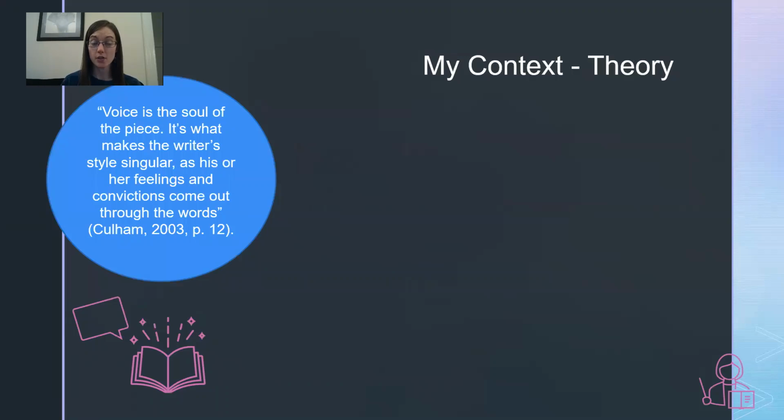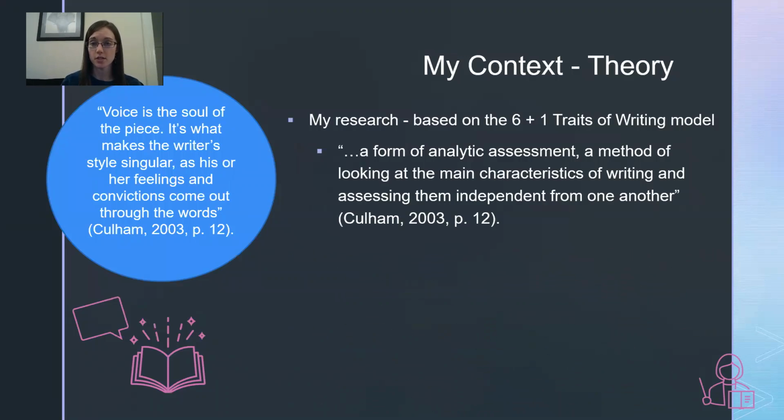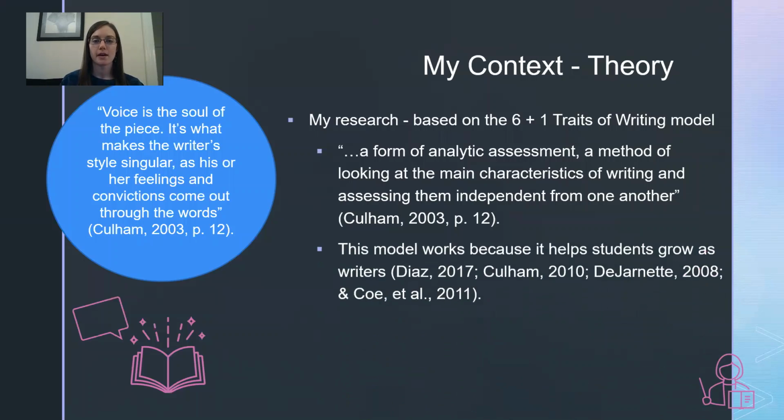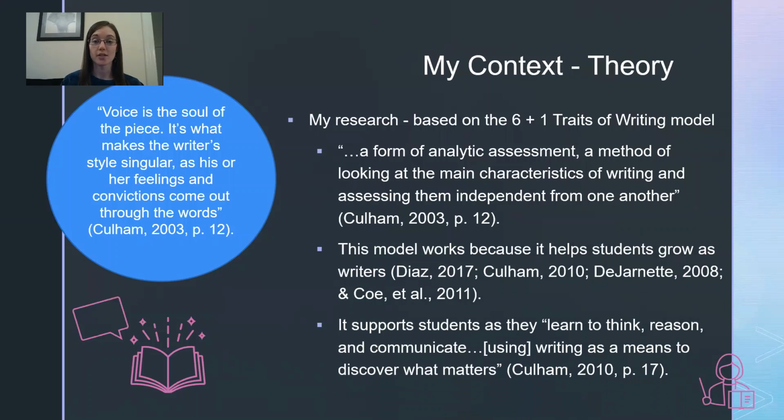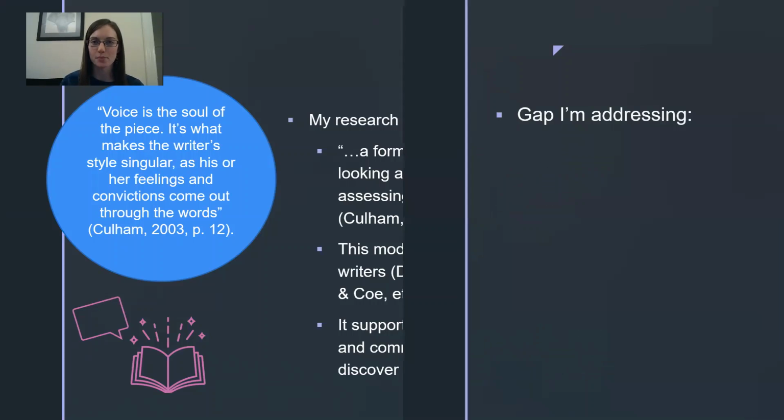My context theory was based on the 6+1 traits of writing model, which is a form of analytic assessment, a method of looking at the main characteristics of writing and assessing them independent from one another. So looking at all those different pieces. Additionally, this model works. It helps students grow as writers, and it supports students as they learn to think, reason, and communicate using writing as a means to discover what matters. And then the bubble on the side there just points out that writing voice is the soul of the piece, and it's what makes the writer's style singular as his or her convictions come out through the words. So I really was excited to dig into writing voice a little more.